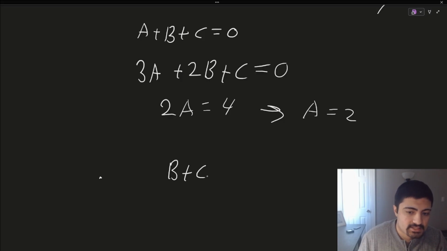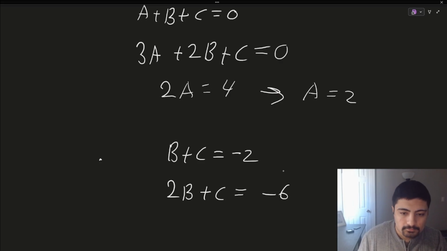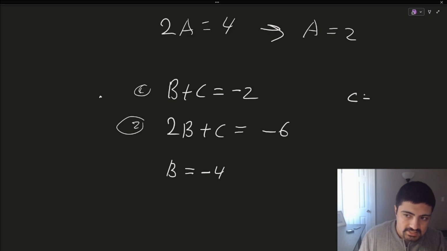So b plus c is going to be equal to -2 if we plug in a and move it to the other right-hand side. Likewise, 2b plus c will be equal to -6, and we have these two equations. Well, we can subtract equation number 1 from equation number 2. If we do that subtraction, we're going to say b is equal to -6 minus -2, which is -4. Therefore, c is going to be equal to 2. Okay, and you can check that work by plugging these values right back in there.